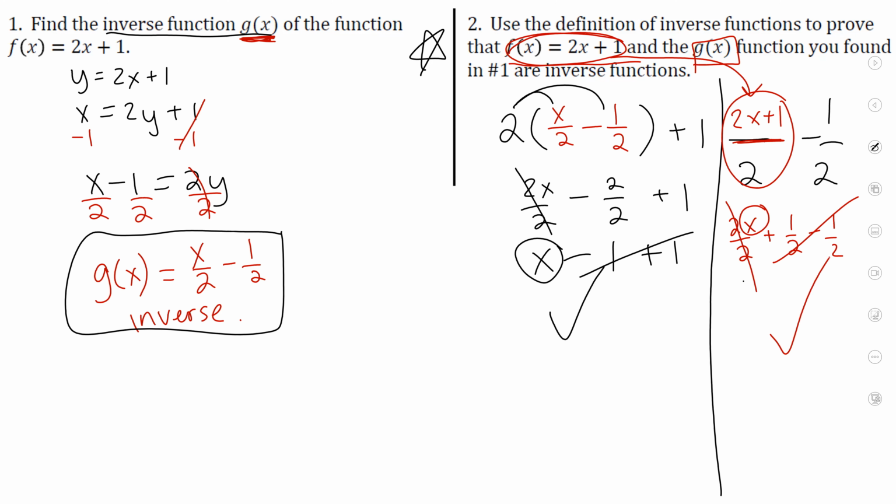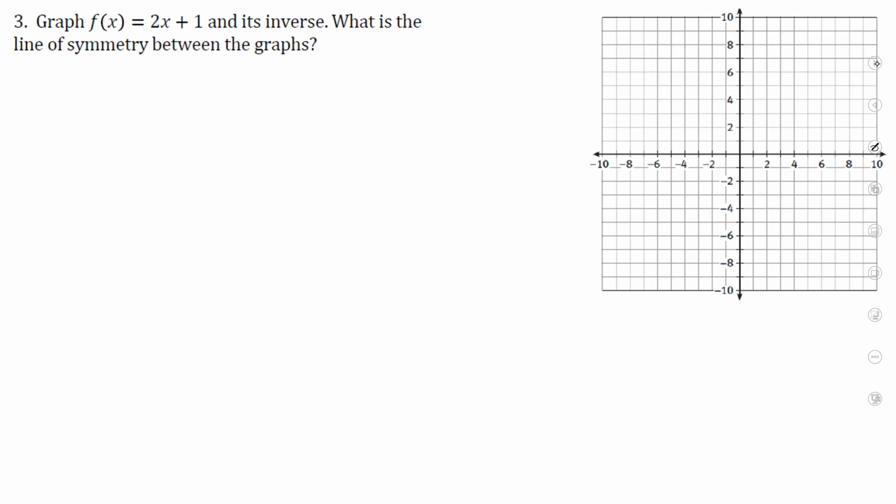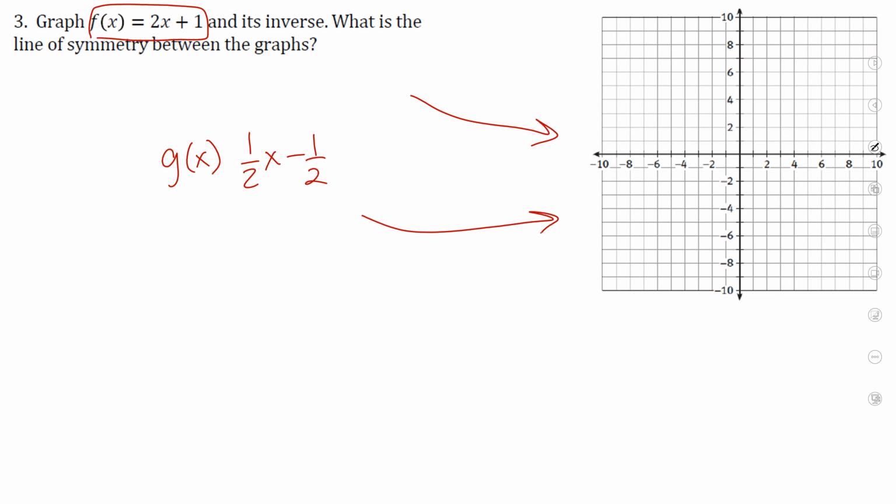Now, number 3 just wants you to graph both of those lines. So you have the f of x equation. Go ahead and graph it over here. And then you have the g of x equation, which you're also going to graph over here. And it's asking, what is the line of symmetry between the graphs? Okay, while you guys are working, I'm going to go ahead and graph it on here as well.